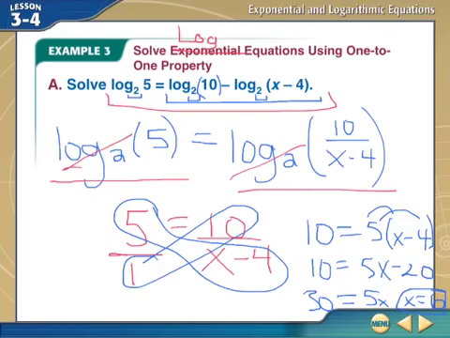I can check my answer here by plugging in 6 for x. 6 minus 4 is 2. Log base 2 of 10 minus log base 2 of 2 is going to give me log base 2 of 5, because remember we're using the quotient property. And if I plug in 6 for x and I get a 2 as my input, 10 divided by 2 is 5, so we would get log base 2 of 5, which is the exact same thing we have on the left side, so that means our solution checks out.